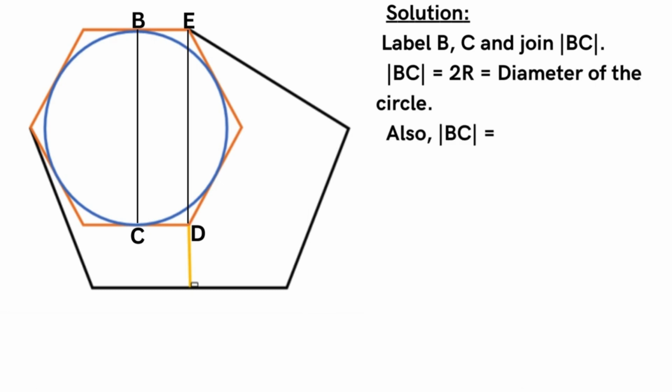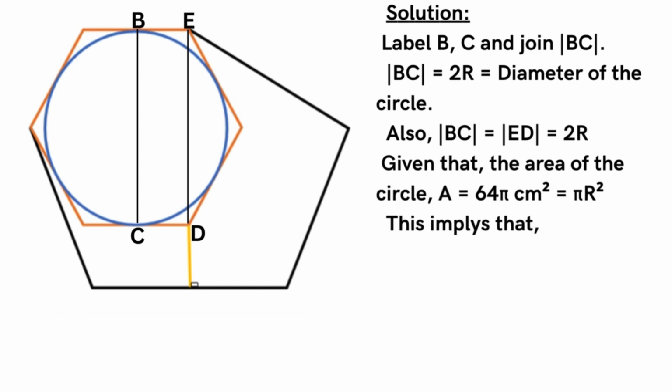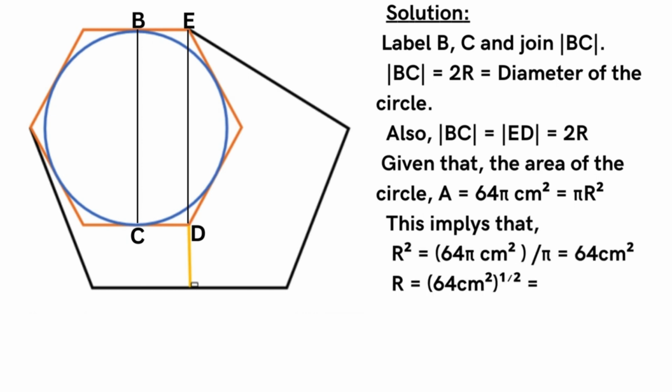Label B, C and join BC. BC equals the product of 2 and R, R being the radius of the circle. Equating the given area of the circle with the formula for the area of a circle and solving for radius R, we have that R equals 8 centimeters. Thus, BC equals ED equals 16 centimeters.